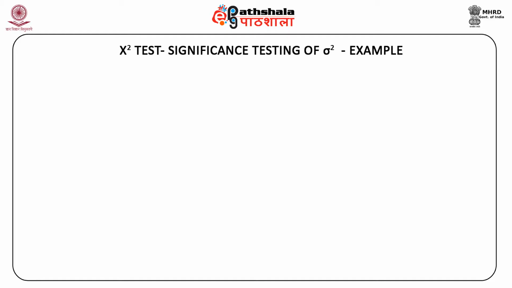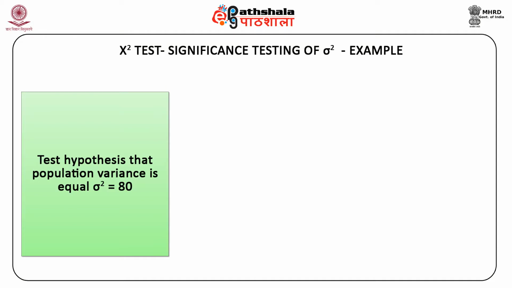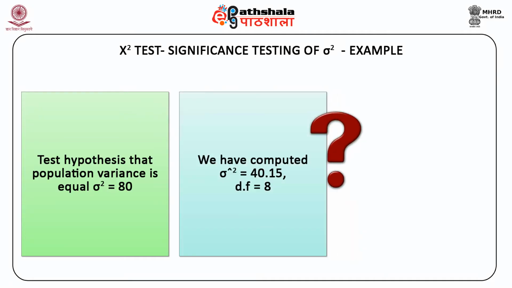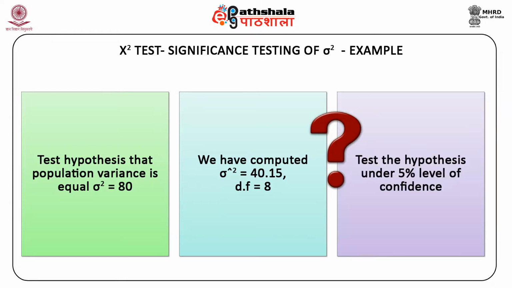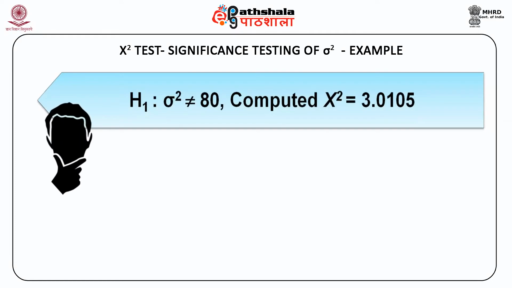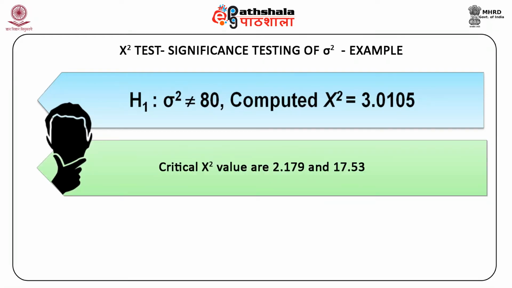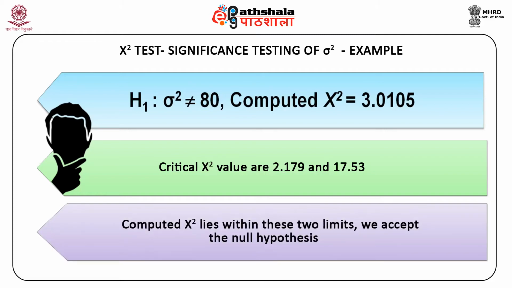Understanding the significance of sigma squared with the help of an example, suppose we want to test the hypothesis that population variance is equal to a specified value, say sigma squared is equal to 80, and we've computed sigma hat squared is equal to 40.15. Degrees of freedom is 8. Now we want to test the hypothesis at 5% level of significance. Here H1 is sigma squared not equal to 80 and computed chi-square is equal to 3.0105. The critical chi-square values are 2.179 and 17.53. Since the computed chi-square lies within these two limits, we accept the null hypothesis.